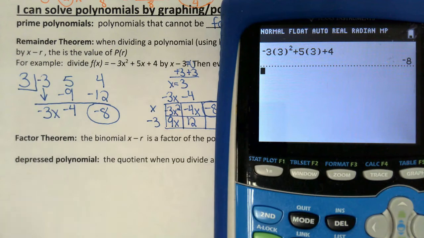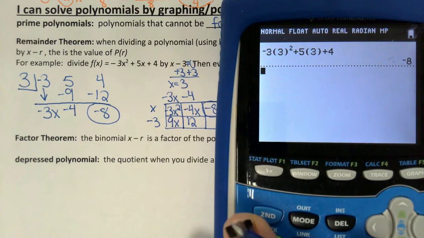That's also why if it is a factor, then we should be getting 0. There should be nothing left over when I'm dividing it out, because remember, factors multiply together to equal our polynomials. So if we had remainders, we'd have an issue with dividing out factors.